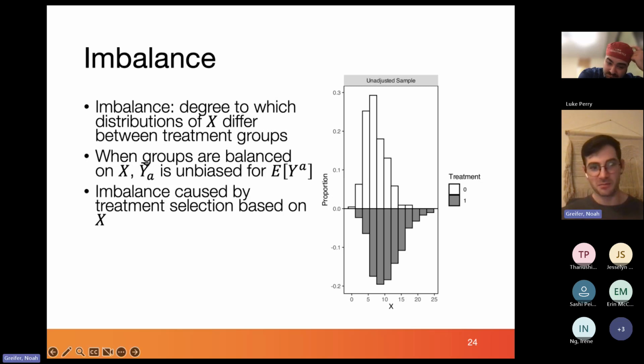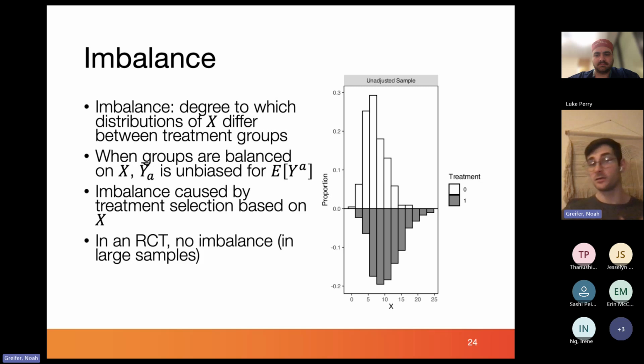Where does imbalance come from? Imbalance is caused by treatment selection based on these variables. So if a variable affects whether you receive treatment, there will be imbalance on that variable between the treatment groups. In a randomized control trial where nothing affects treatment because it's purely randomized, there is no imbalance in large samples. In small samples, random things can sometimes happen, but overall, the distribution of every variable will be the same between the treated and control in a randomized trial.